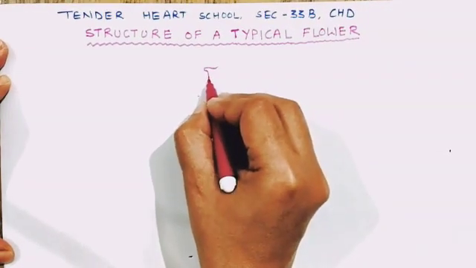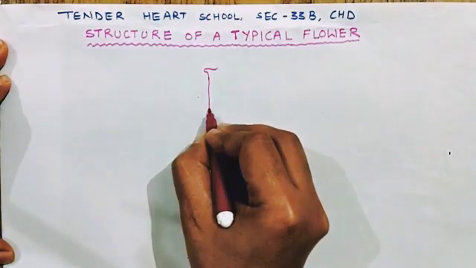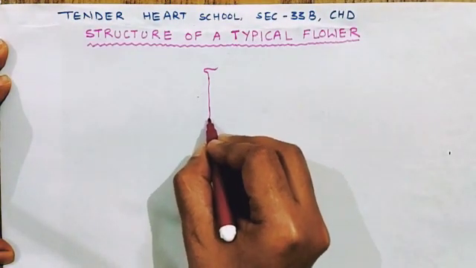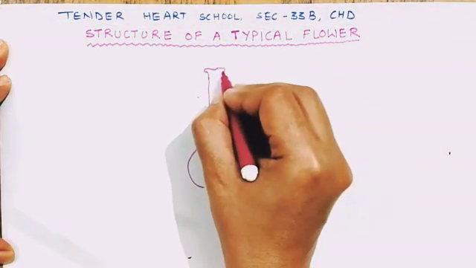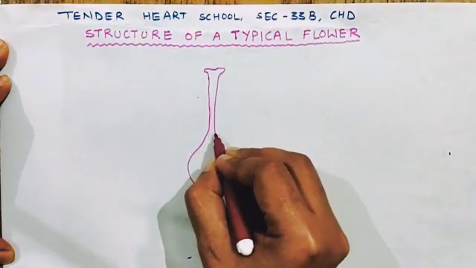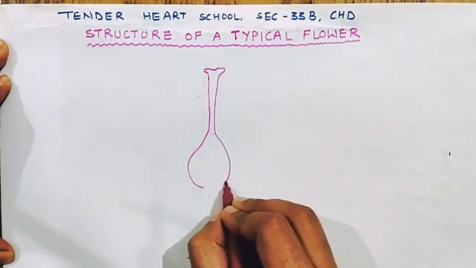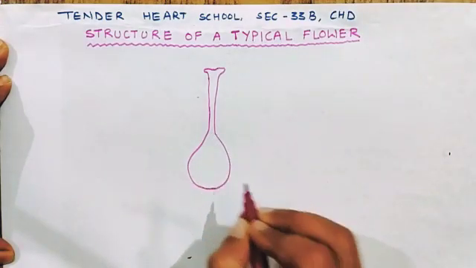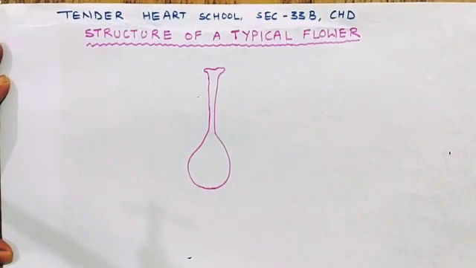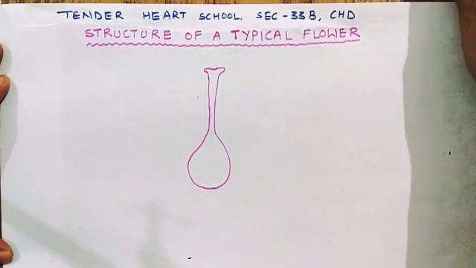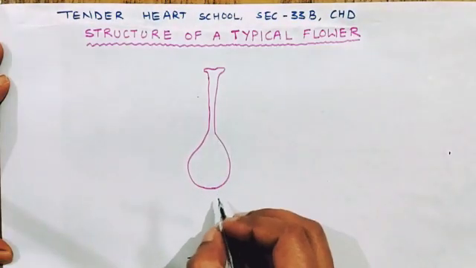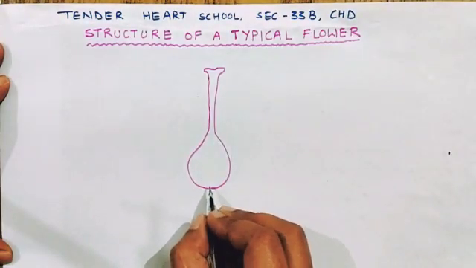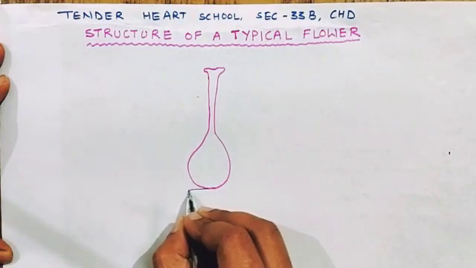So carpel is the female part of the flower, and it is present in the center of the flower like this, right? This is the female part. Now let us draw the thalamus below it.